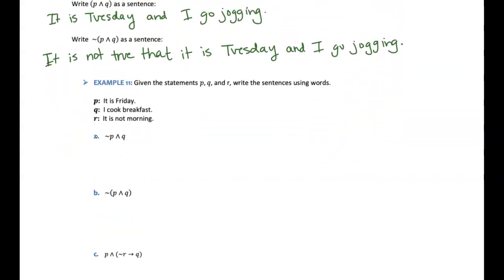Example 11. Given statements P, Q, and R, write the sentences using words. In Part A, different than Part B, the negation symbol is attached to statement P only. In Part B, the negation symbol is attached to the grouping symbols, meaning that everything inside the grouping symbols will be negated. Let's go back to Part A. We need to write the statement negation P, meaning it is not Friday. Using and. Statement Q, I cook breakfast.